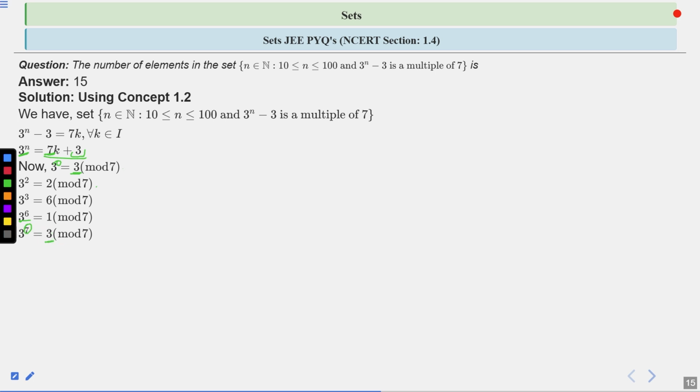So one is n equals 1, and n equals 7, but I am looking for n greater than or equal to 10. So the next n will be 13. So 3 raised to power 13 is congruent to 3 mod 7. Very simple.